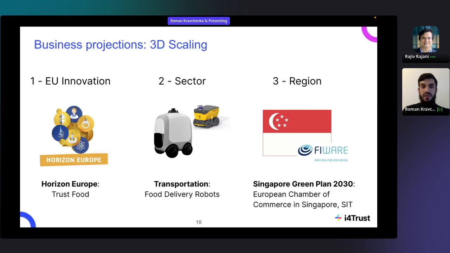And the second, we aim to scale our solution in the transportation sector, and FIWARE technology also in the Singapore region. So thank you for your time.